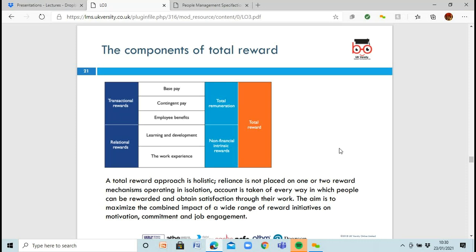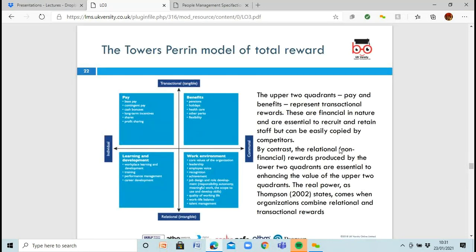So the aim is to maximize the combined impact of a wide range of reward initiatives on motivation, commitment, and job engagement. So all of these reward systems, extrinsic or intrinsic, they actually work towards you being happy and engaged and motivated within your work.